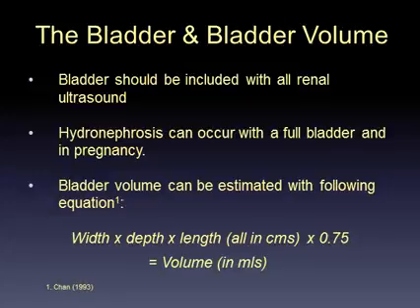It has been shown in studies that simply applying the equation we see at the bottom of the screen, we can get a good estimation of the bladder volume in mils. So just taking the width, depth and length multiplied by a corrective factor of 0.75 should give you an approximate volume.